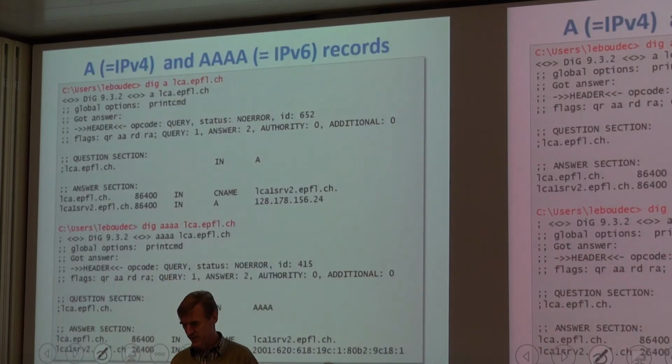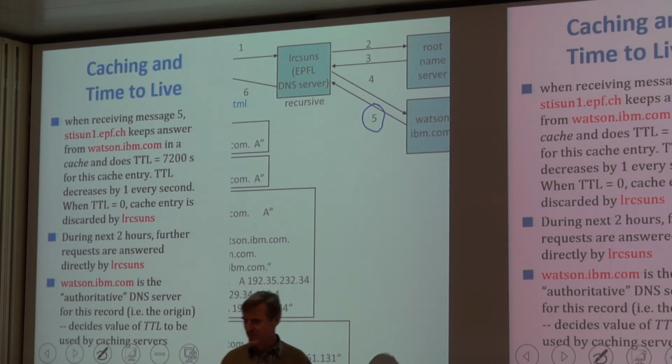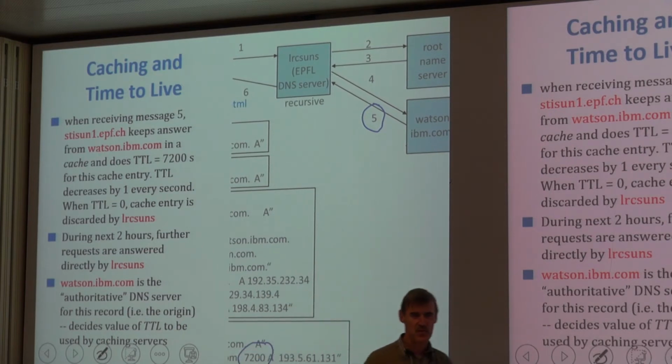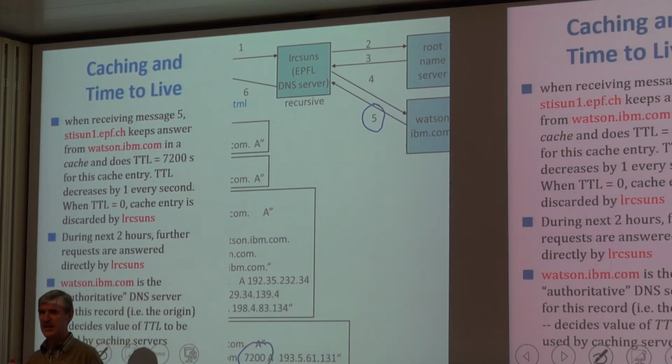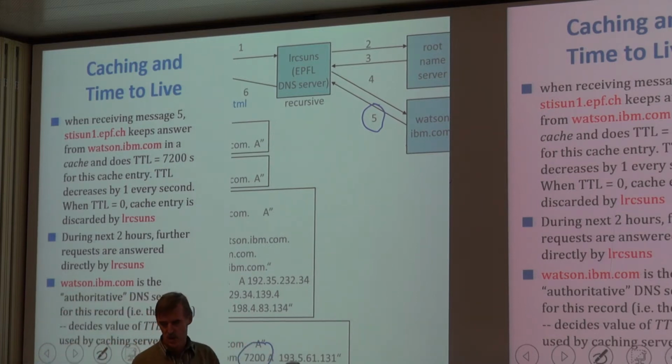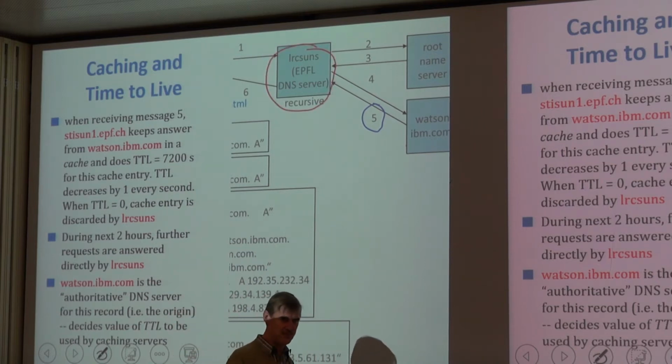What is this field? Well, this is, for example, when the answer has come from watson.ibm.com, this time to live, which is a time in seconds, here 7,200 is 2 hours, means that's the time that all other DNS servers might keep this answer in their record. So when the EPFL web server has resolved an IBM address, it keeps it in its cache.